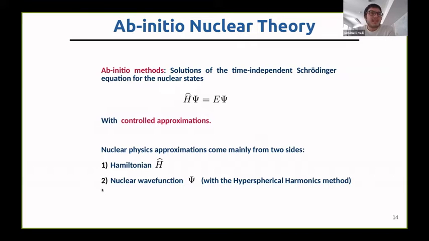We will not discuss this second point. I will just mention that we use the hyperspherical harmonics method, but we are not discussing this second point here since it's quite technical. What we are going to do here is discuss the first point. And in order to tell you how today we quantify the uncertainties coming from the nuclear Hamiltonian, before that, let me tell you how it was done before.